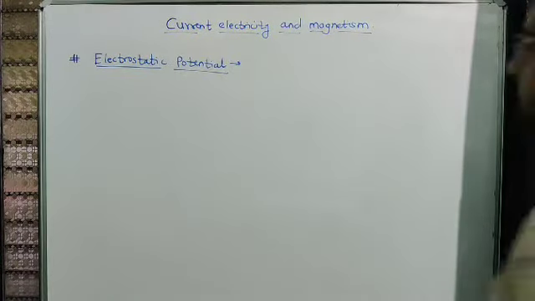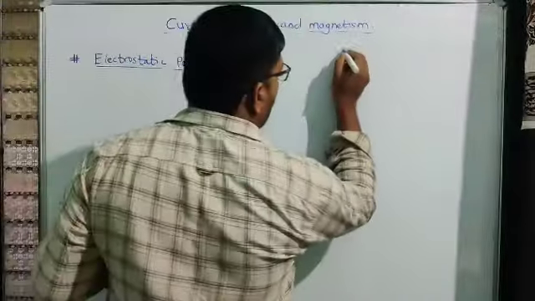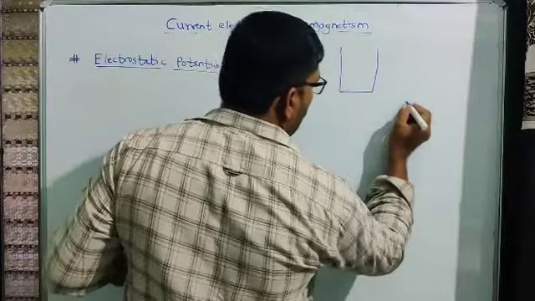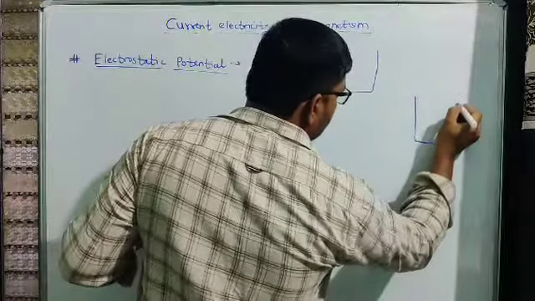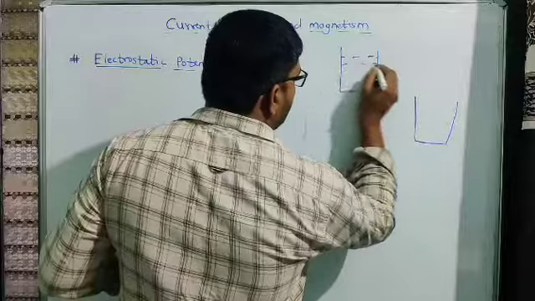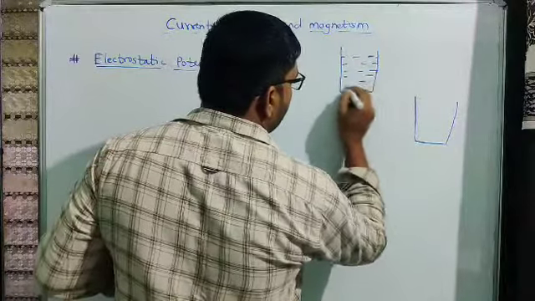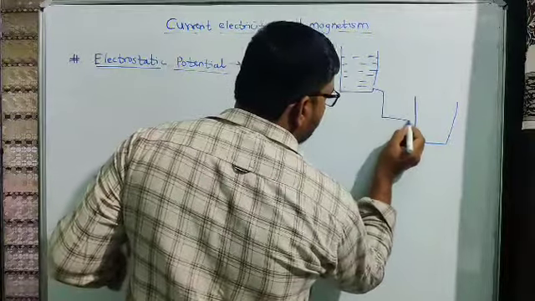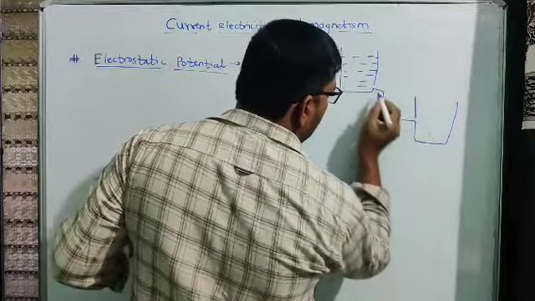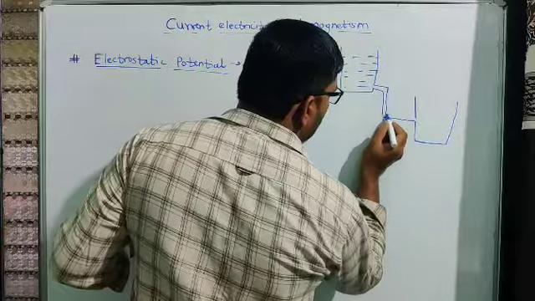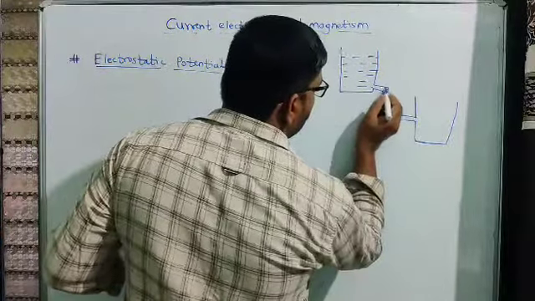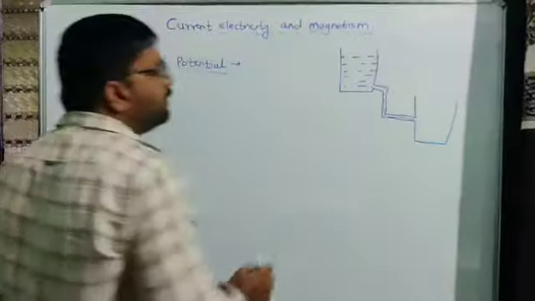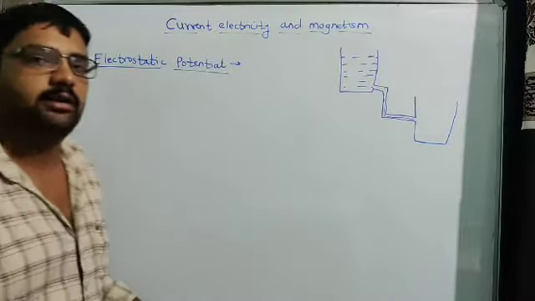Now the next topic we have to see is electrostatic potential. Consider one example of water. This is one tank of water, this is another tank. This one is fully filled with water, this one is empty. If I make one adjustment here, I join one pipe from the first to the second tank.